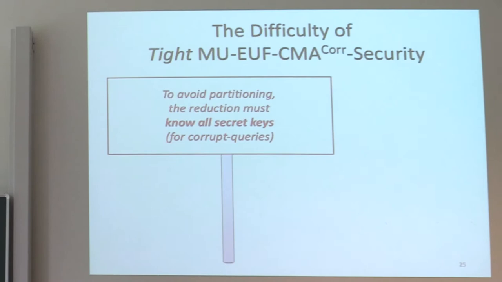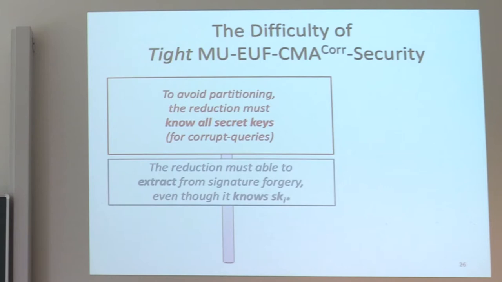So why is it very difficult to get a tight security proof for a signature scheme? The problem is that if you want to avoid any such partitioning argument, then we have to create a reduction which knows all secret keys for all users all the time throughout the experiment, because it has to be prepared in case the adversary asks for a corruption of one of the secret keys. And at the same time, the reduction must also be able to solve some computationally hard problem by extracting the solution of this problem from the given signature, while knowing at the same time a corresponding signing key that it could use to create a signature itself.